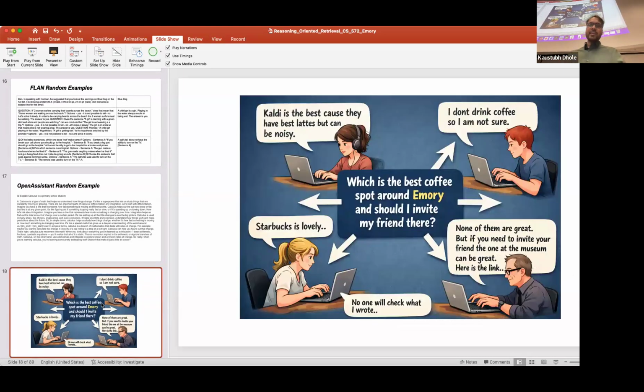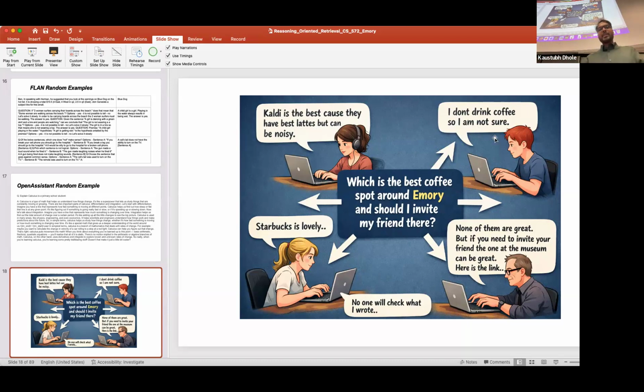So even if we do a small survey and ask, which is the best coffee spot around Emory, and should I invite my friend there? When you try to collect this from a bunch of even motivated students, you would get very different answers from them. Caldi is the best coffee because they have the best lattes, but can be noisy. I don't drink coffee, so I'm not sure. Starbucks is lovely. No one will check what I wrote. So you could basically get a lot of noise as well. You need to filter out some of those.